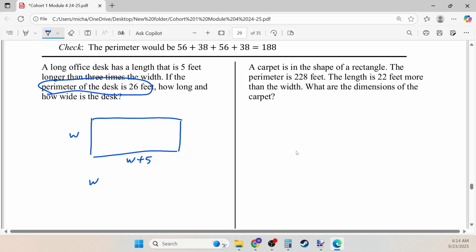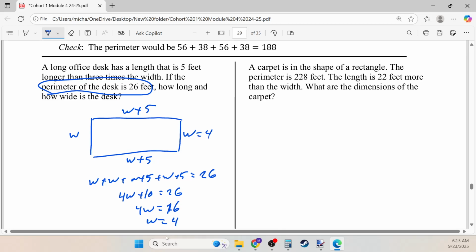26. So we have W plus W plus W plus 5, W plus 5 equals 26. And if you wanted to do 2W plus 2L equals 26, that's fine too. However you want to do it. Get 4W plus 10 equals 26. So 4W equals 16, and W equals 4, means W plus 5 equals 4 plus 5, 9. We have a desk that is 9 feet long and 4 feet wide, which seems fairly large to me.